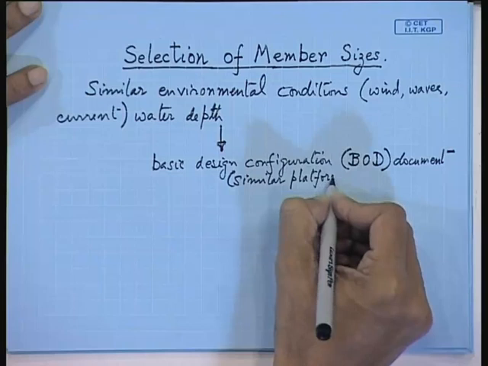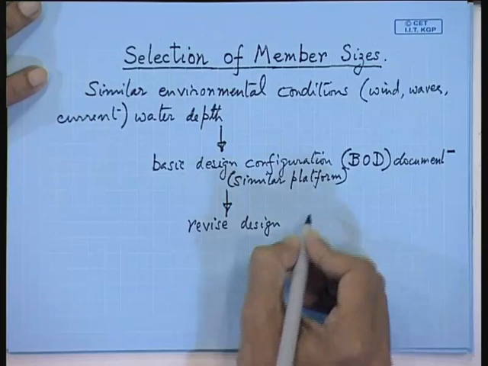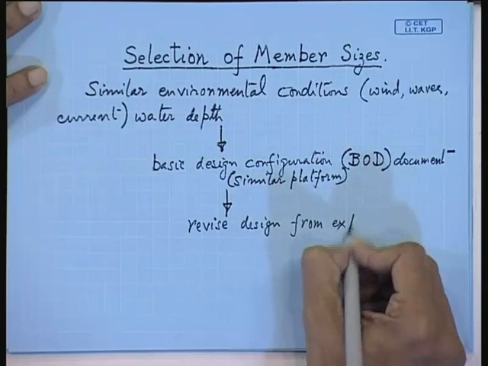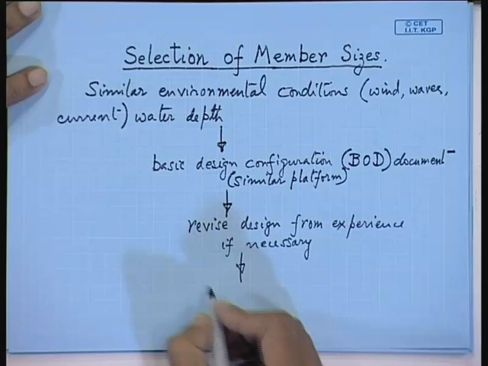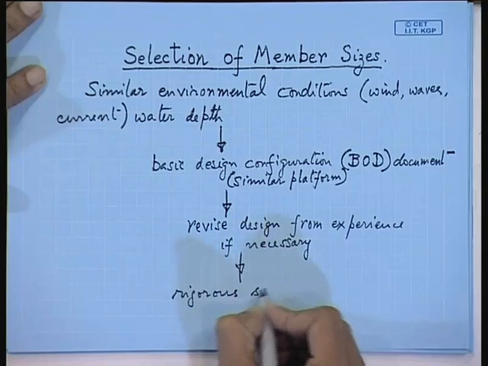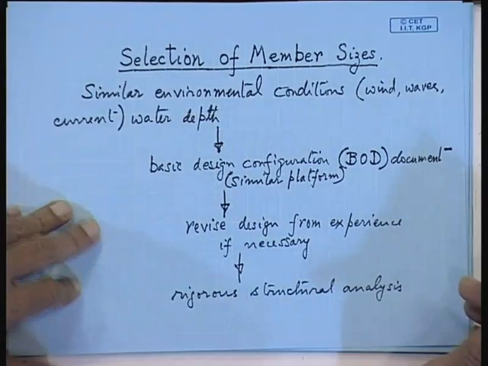Now after this you can modify this, you revise the design from experience. And after this you do rigorous structural analysis. So this is the procedure that you have to follow. Here you get more or less the rough configuration of the platform, and by now it is ready.